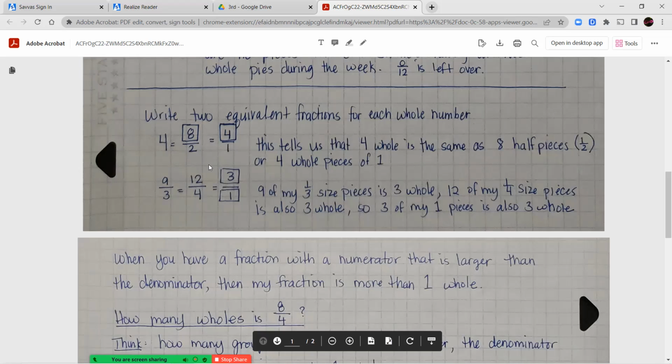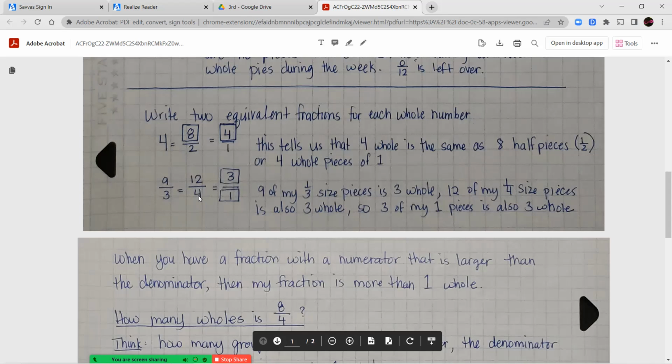For the next one, I have 9/3 is equal to 12/4 is equal to something over something. So if I have 9 of my 1/3 size pieces, that's going to give me 3 whole, because each group of 3 is a whole. And I know that there's 3 groups of 3 in 9.